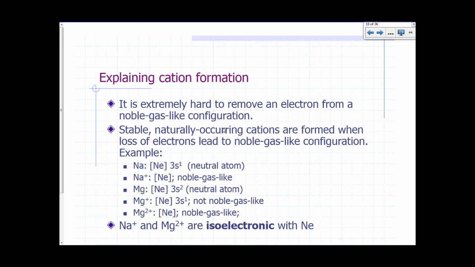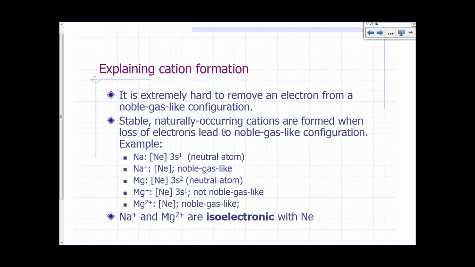Let's take a look at how we can explain cation formation. The way to explain this is, once you've removed enough electrons so you're left with a noble gas-like configuration, it becomes extremely hard to remove the next electron. So, for example, sodium has a neon core, 3s1. Once you've taken that 1 electron out, so you now have a sodium ion with a noble gas-like configuration, the next electron is going to be much, much harder to remove. Similarly for magnesium, after you've taken out the 2 electrons, the next electron becomes extremely hard to remove.